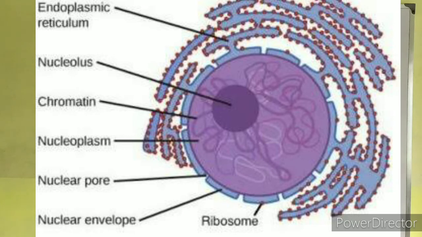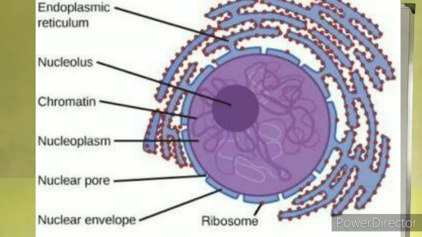The nucleus consists of different parts. As you can see in the diagram, follow the labelings: nuclear envelope or nuclear membrane, nuclear pore, nucleoplasm, chromatin or chromosomes, nucleolus. These are the different parts of a nucleus. You can see additional labelings like ER and ribosomes. These are the cell organelles.